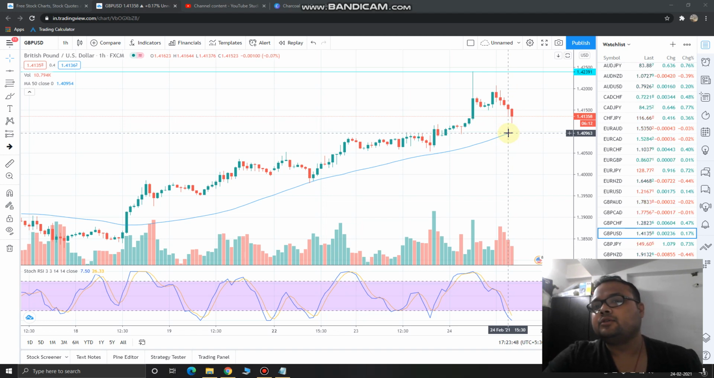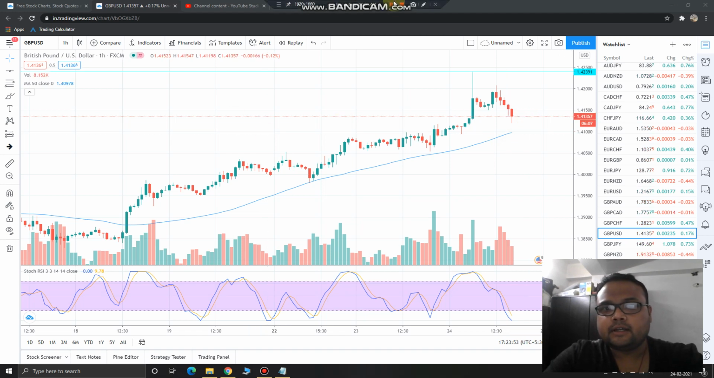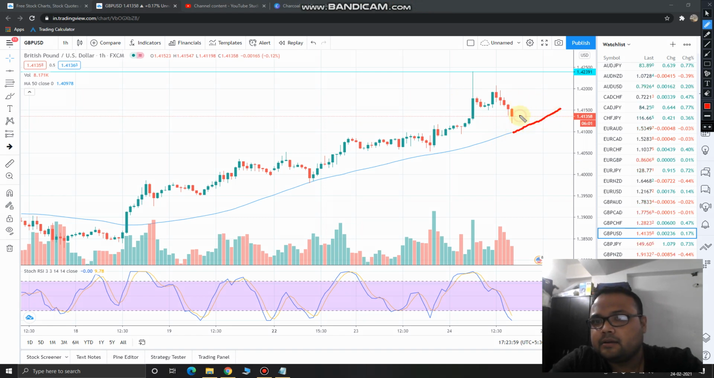Okay, so let the price come down to this 50 period moving average. Suppose after some time you see that price came down to the 50 period moving average, and if you see some price rejection from below like this, okay, if you see that price is bouncing off from this, then you can go ahead and place the buy order. Okay, and what will be the target?